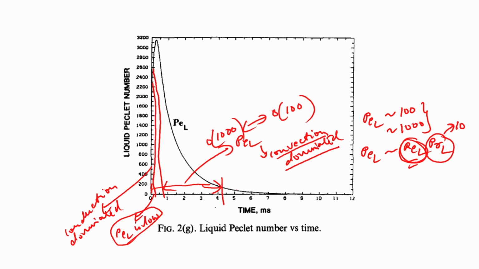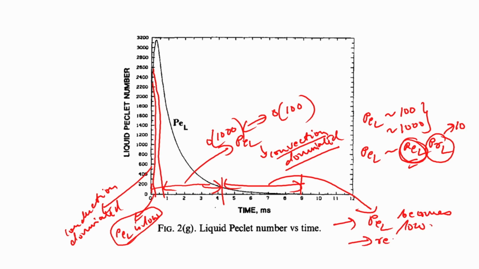But towards the end, towards this last stage, this tail of the distribution, the Peclet number once again becomes low, so here you can think that there is a re-emergence of conduction. There should be a re-emergence of conduction. So, how can we validate this? Just by looking at the temperature profiles inside. If you look at the temperature profiles, then you know what is going on.